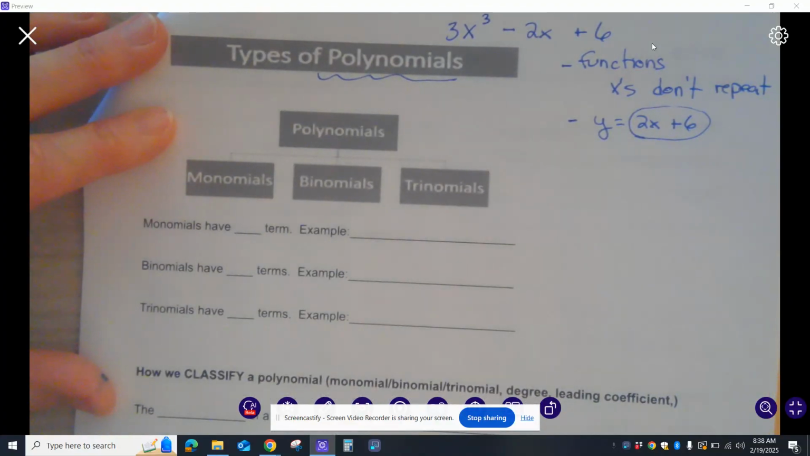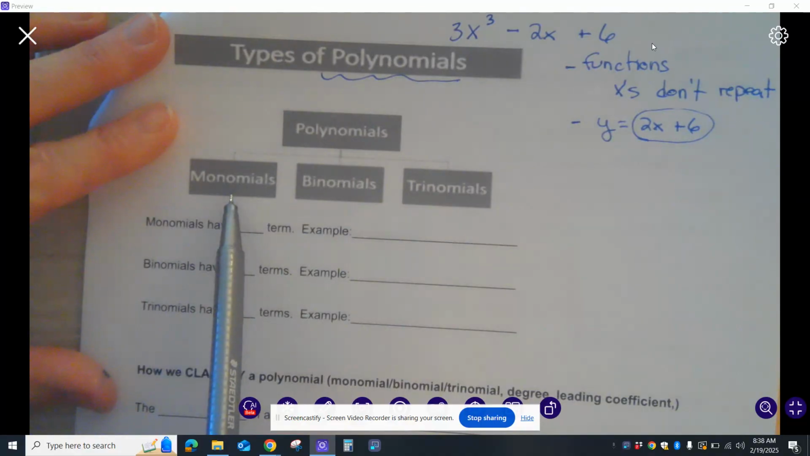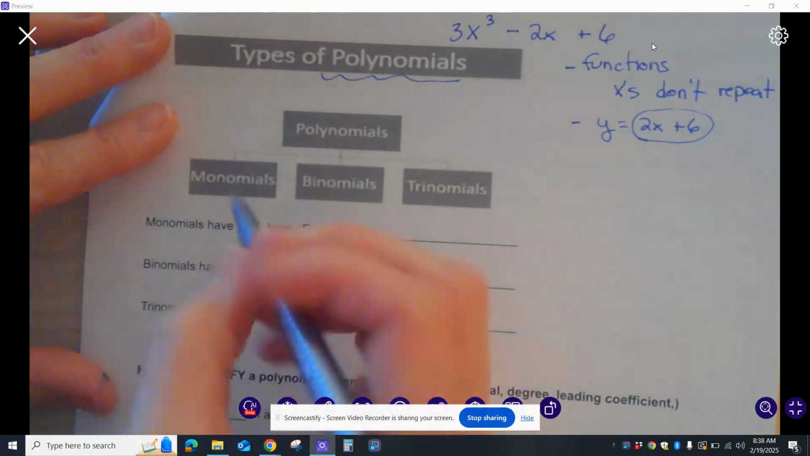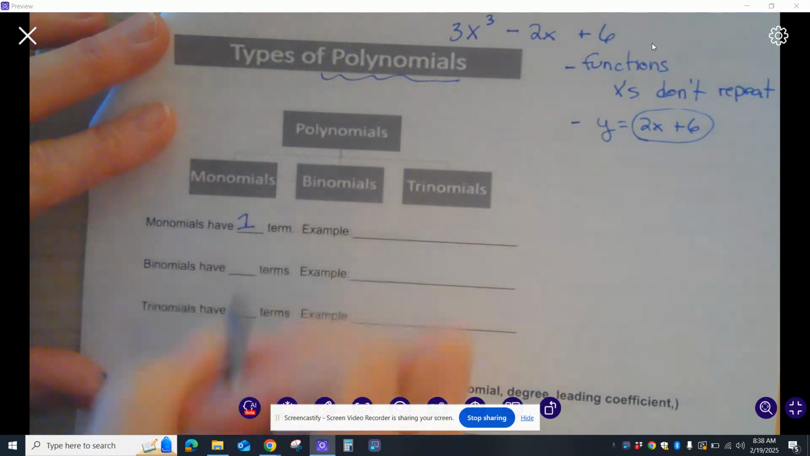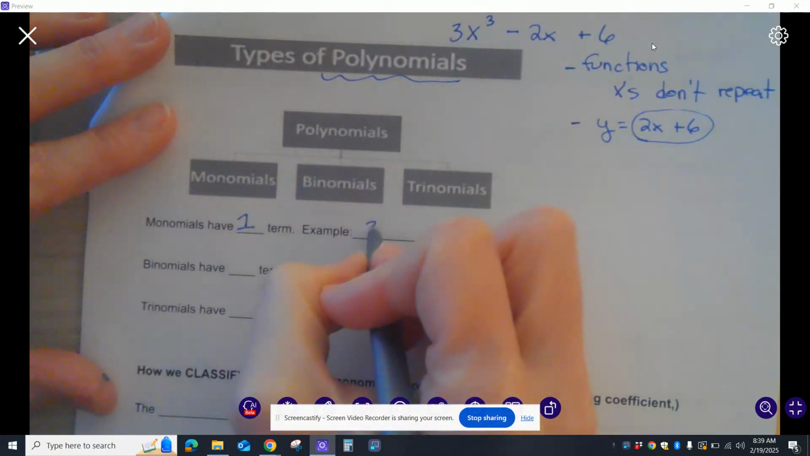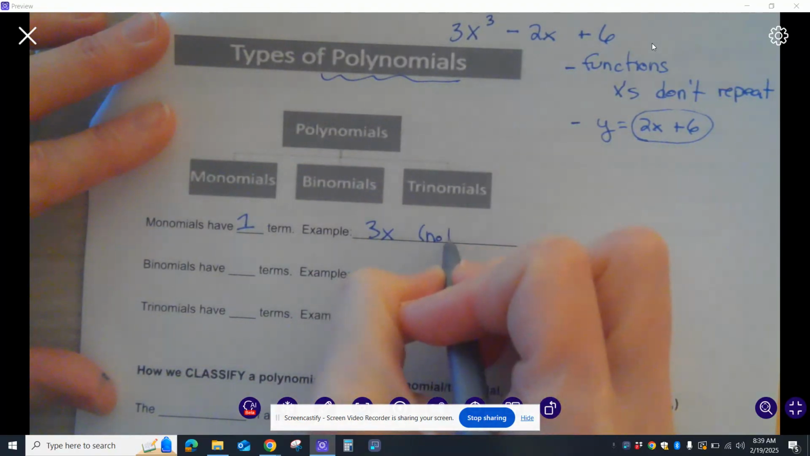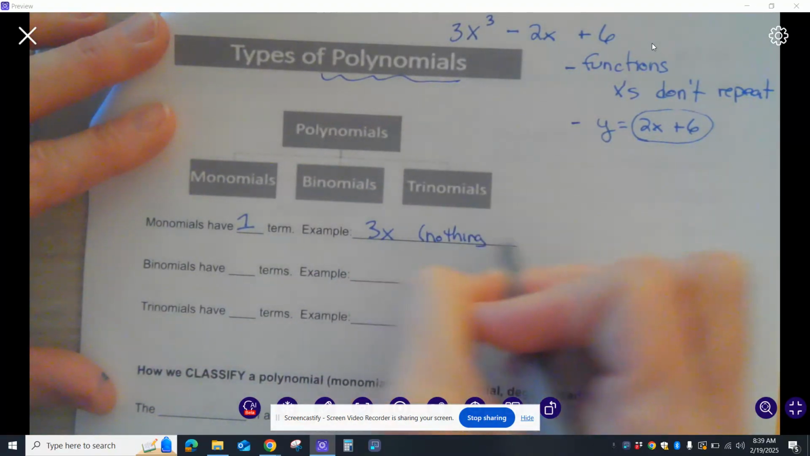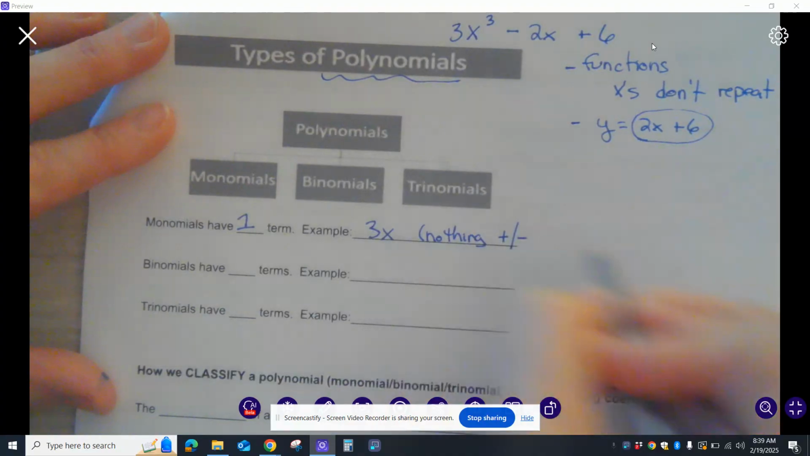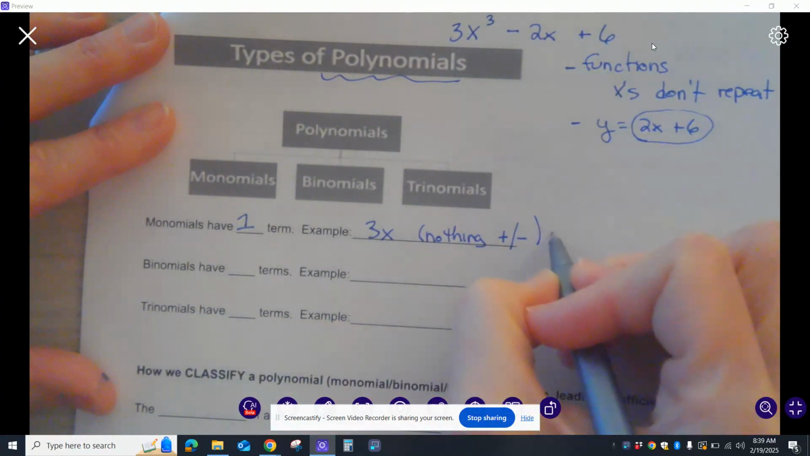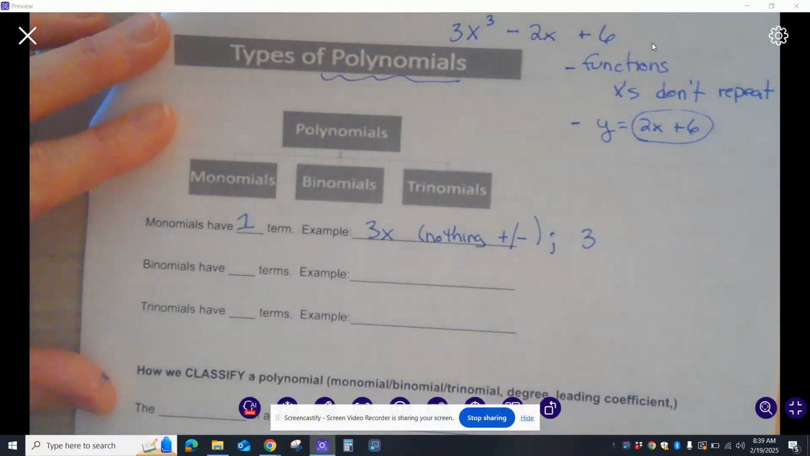Okay, now we classify them in lots of different ways. The first way we classify them is by how many terms they have. So we say a monomial has 1 term. An example of that could simply be a 3x. So this would be nothing added or subtracted to it. Nothing added or subtracted. Just 1 term. Another example could just be a number.